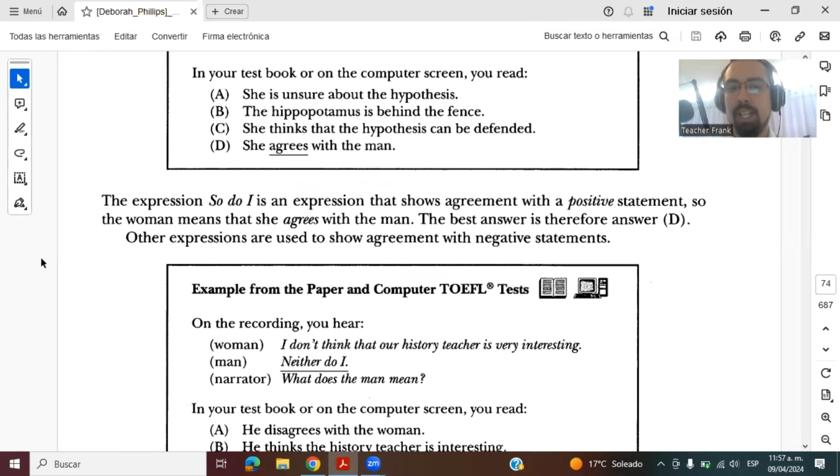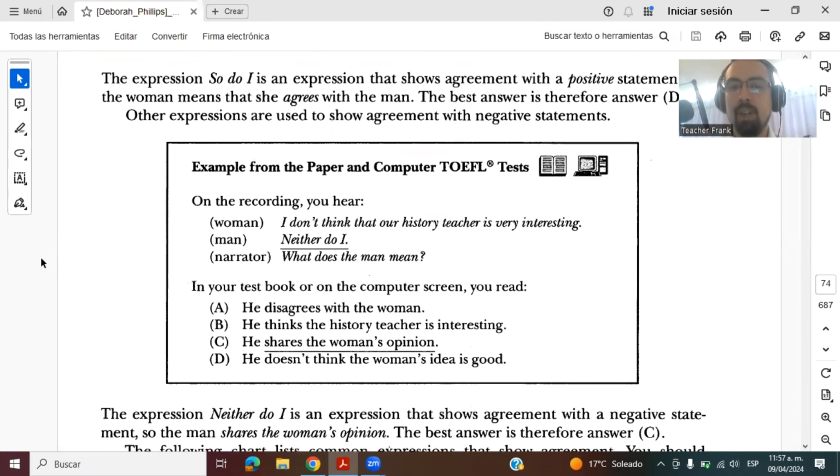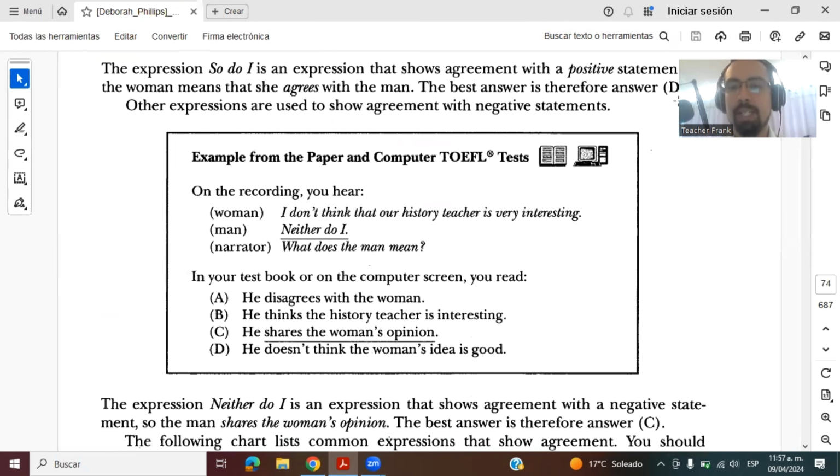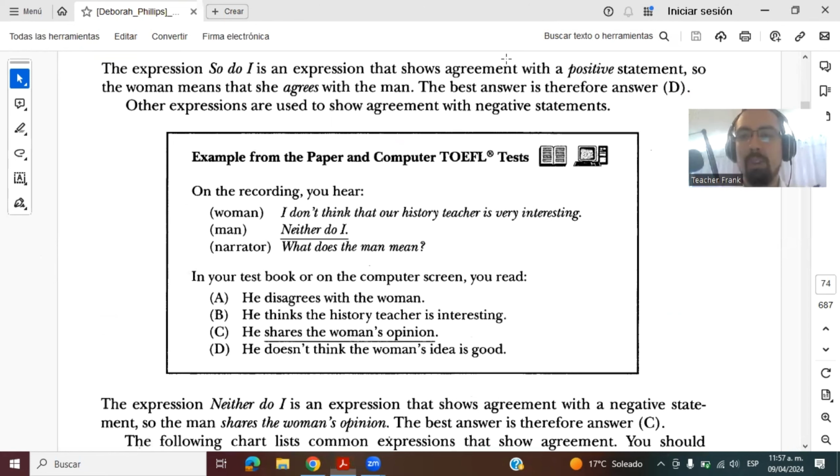A function. Okay, now let's look at this one, because for this, we need to know that you can agree either with a positive statement, a positive sentence or expression, or a negative statement, right? So the first example was positive, right? And positive and negative doesn't mean that it's good or it's bad, right? In this case, it just means that it's affirmative or it's negative.